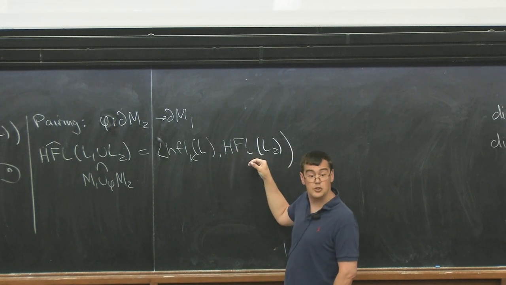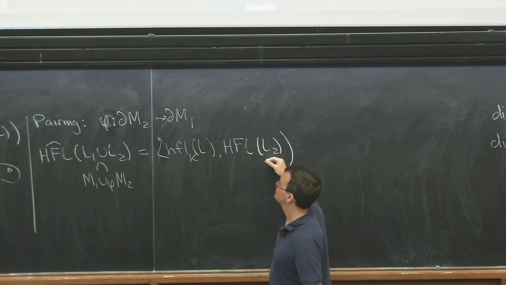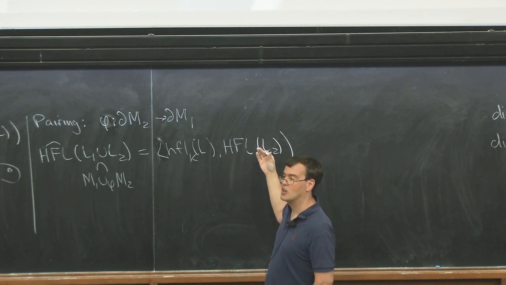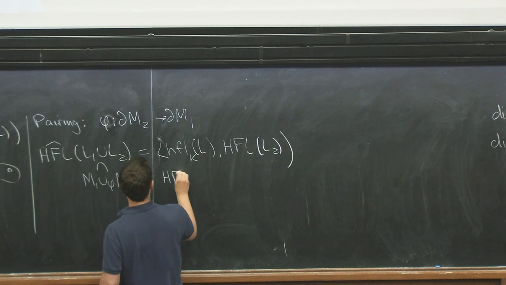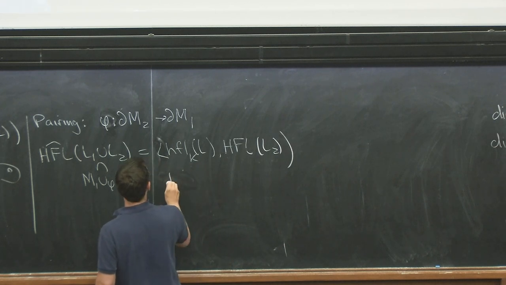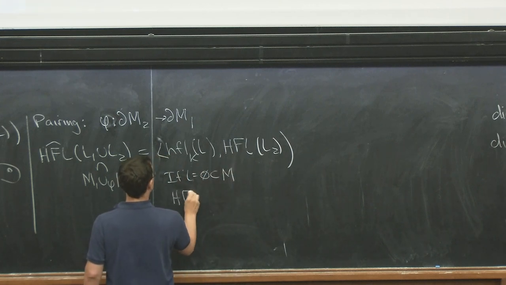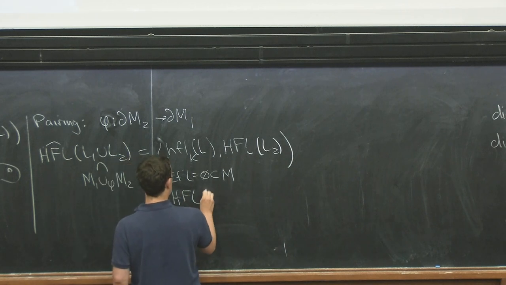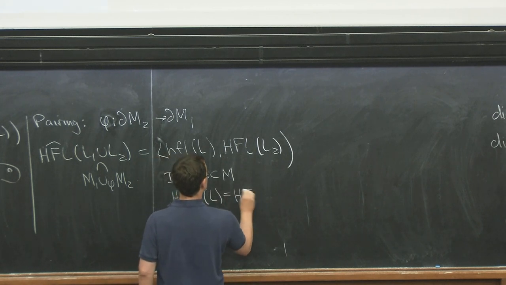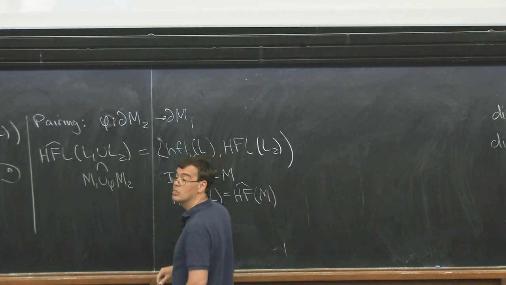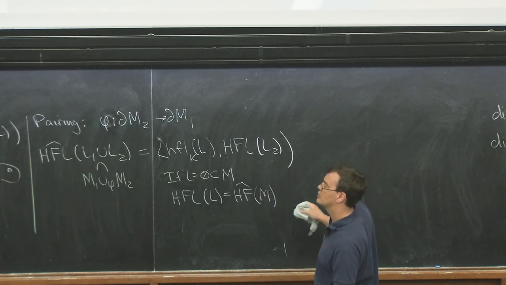Okay, and one interesting case that you might consider is where one of these links is empty. Maybe M2 has no link inside of it at all. Well, then I obviously can't reduce. There's no component to pick, but I can still consider the unreduced version, and that's just L is the empty set inside of M. HFL of L is just HF hat of M. Okay. All right. So this is awfully dry.